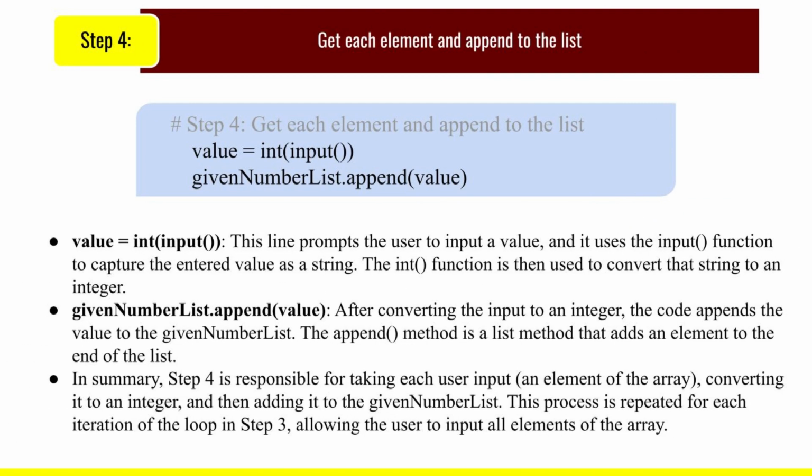In step 4, we retrieve each element from the user, converting it to an integer, and then appending it to the list. This crucial step ensures that we collect all the user-inputted elements to form the array. Imagine it as assembling the puzzle pieces, building the foundation for the subsequent sorting process. Each iteration of the loop adds another piece to the array puzzle, getting us closer to the complete picture of sorted risk levels. This meticulous gathering sets the stage for the array's transformation in the upcoming steps.